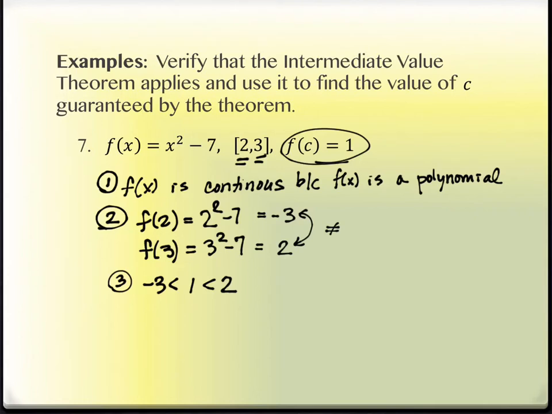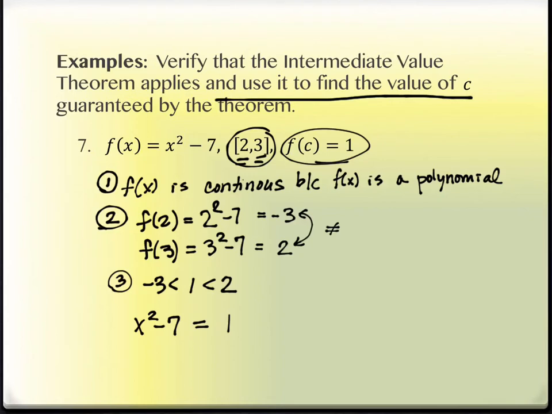And then what we're going to do for the rest of the directions is it says, use it to find the value of c. So I know beyond a shadow of a doubt that between the x value of 2 and the x value of 3, there will be a location when x squared minus 7, my function, is equal to 1. There has to be. And I'm going to find it now.